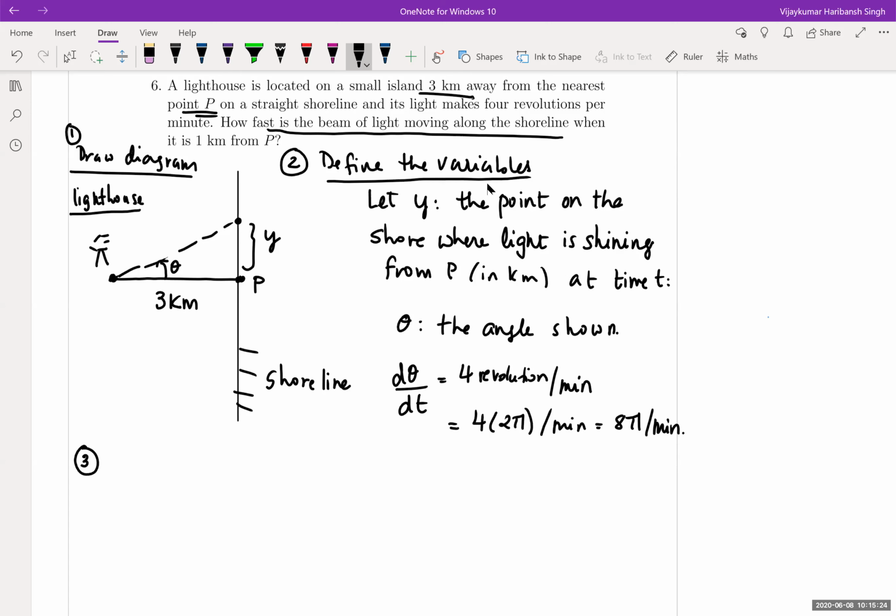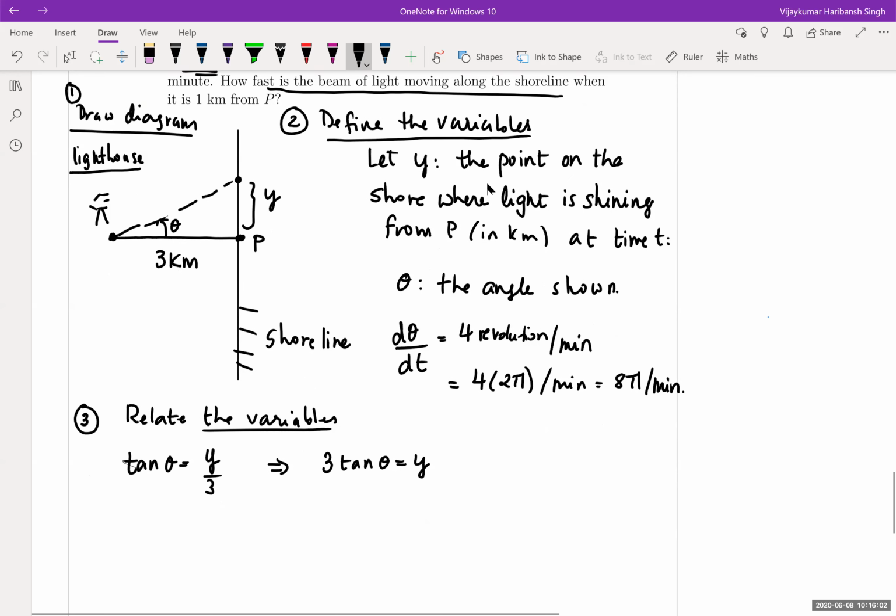Step 3 is to relate these variables. So what are the variables to relate? The variables to relate are y and theta, and maybe we can use 3. So what is the trigonometric ratio which connects them? Tan theta, which is y over 3, or this gives me 3 tan theta equals y.